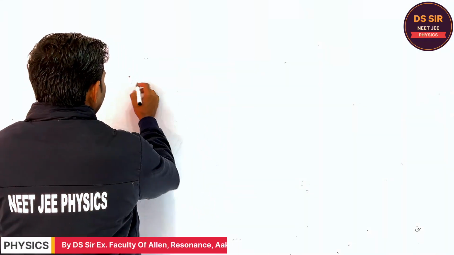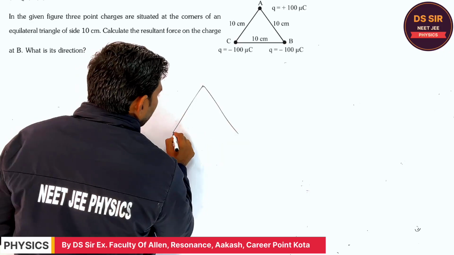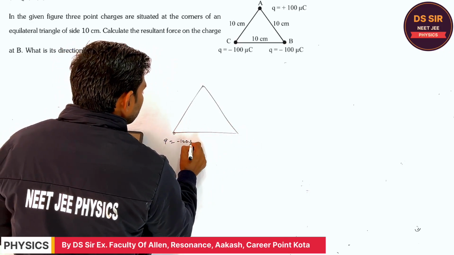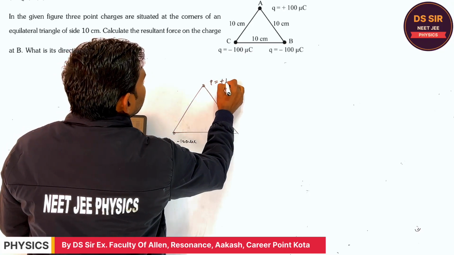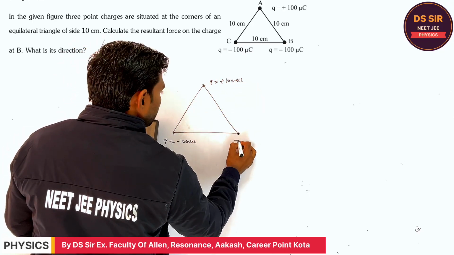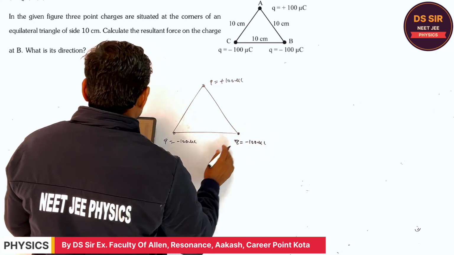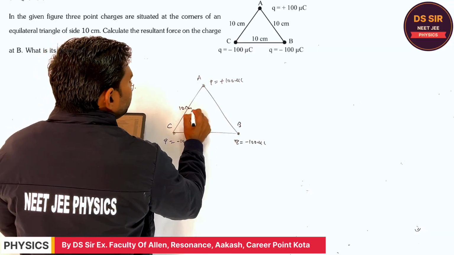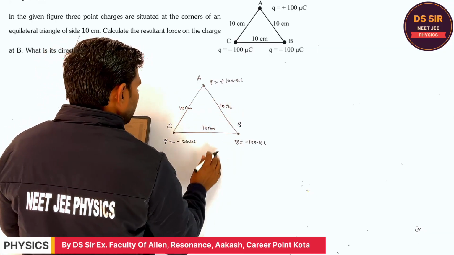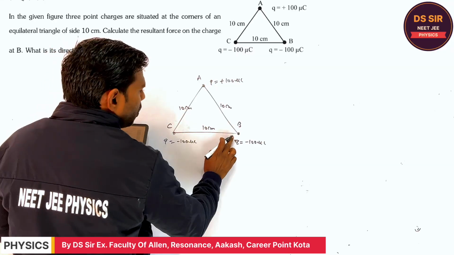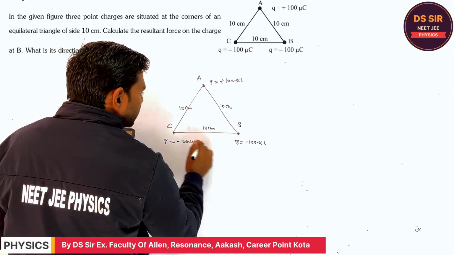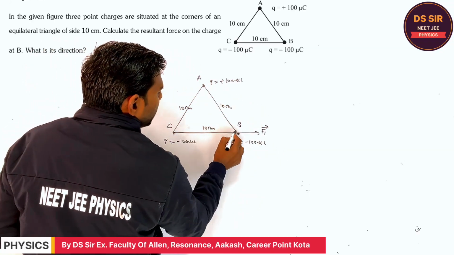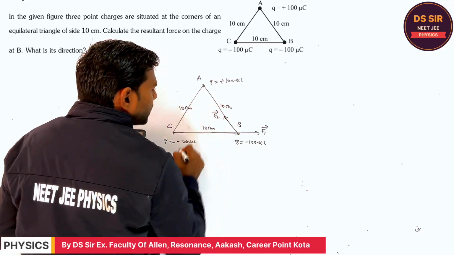Copy this. So in this illustration, in this question, we have an equilateral triangle. This is the charge minus 100 microcoulomb, this is plus 100 microcoulomb, and this charge is minus 100 microcoulomb. This is the charge A, this is B, this is C. The sides are 10 centimeter, 10 centimeter and 10 centimeter. You have to find the force on this charge. If it is minus minus, because of this charge the force vector is repulsive; plus and minus, the force is attractive. Is it clear or not?